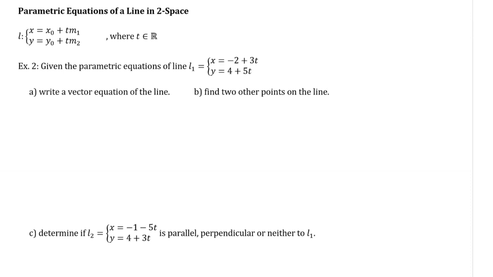This is a functional equation of a line. We'll use the vector form as well. It's the other one that we'll look at tomorrow that we don't use quite as much. All right, so example 2. So how does the parametric equation work?